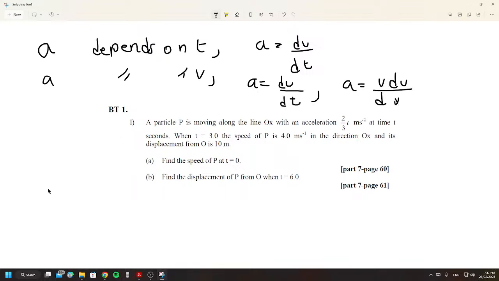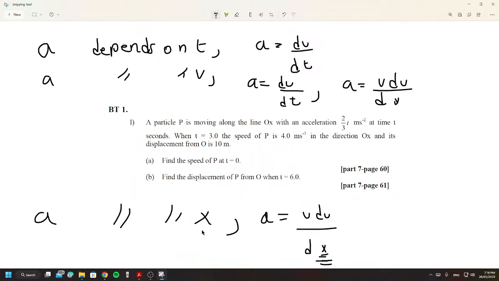And when acceleration is dependent on x, then a equals v dv over dx, because here we have x, right? It's dependent on x. That's the way I see it anyway. Here we have t, okay? And we have acceleration, we have speed, and we have a lot of things, okay? So, where's my tablet? Wait.